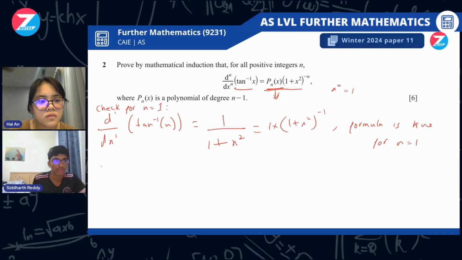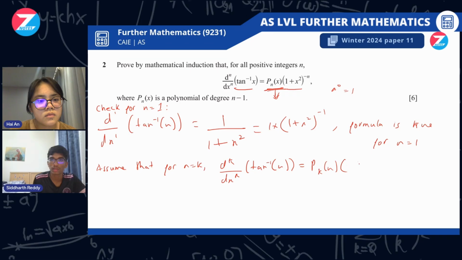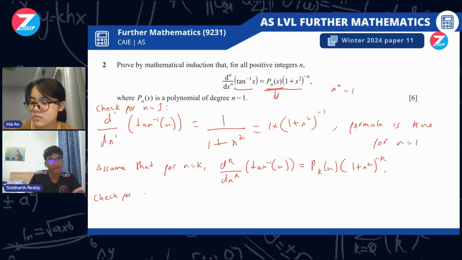Okay. Then let's assume that for n is equal to k, dk by dxk of tan inverse of x is equal to pk of x into 1 plus x squared to the power minus k. So this is just our assumption. After assuming, now we'll check for n is equal to k plus 1.